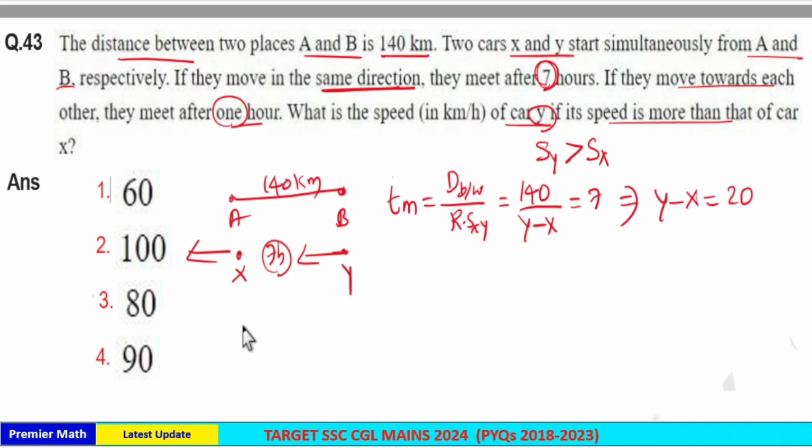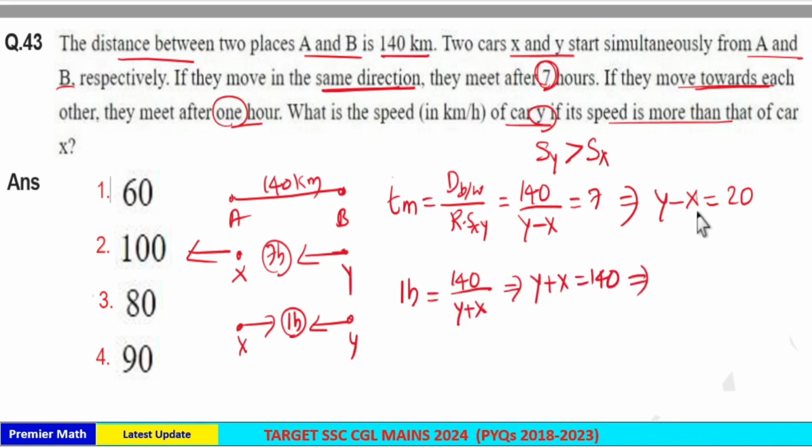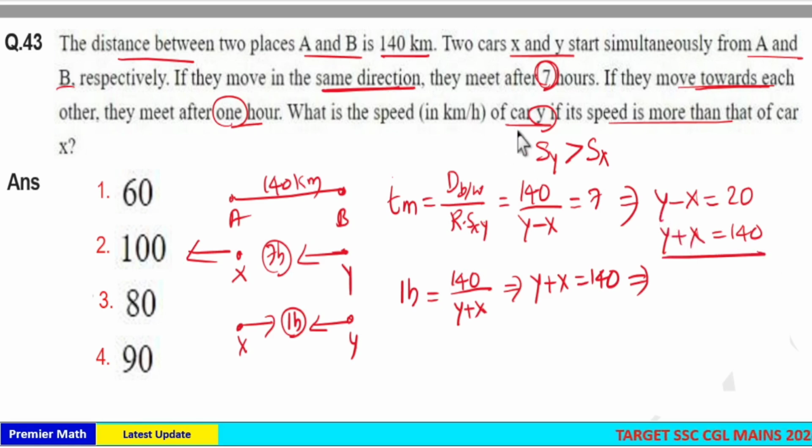Now, in the next case, car X and car Y move towards each other. And they meet after 1 hour. In that case, time of meet is equal to 1 hour, which is equal to distance between them is 140. And relative speed of these two bodies is equal to Y plus X. They are moving in the opposite direction. So, Y plus X. So, from this, Y plus X is equal to 140. So Y minus X is 20 and Y plus X is 140.